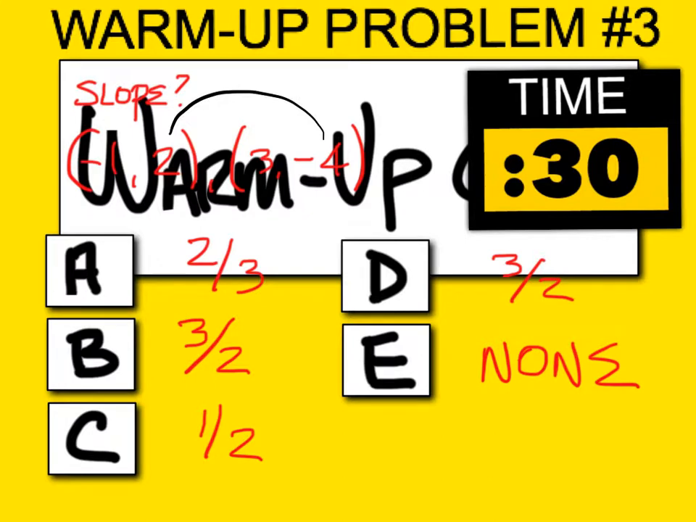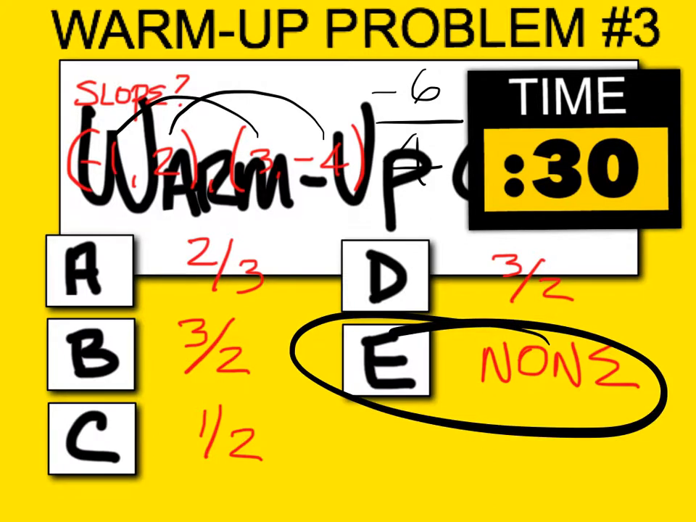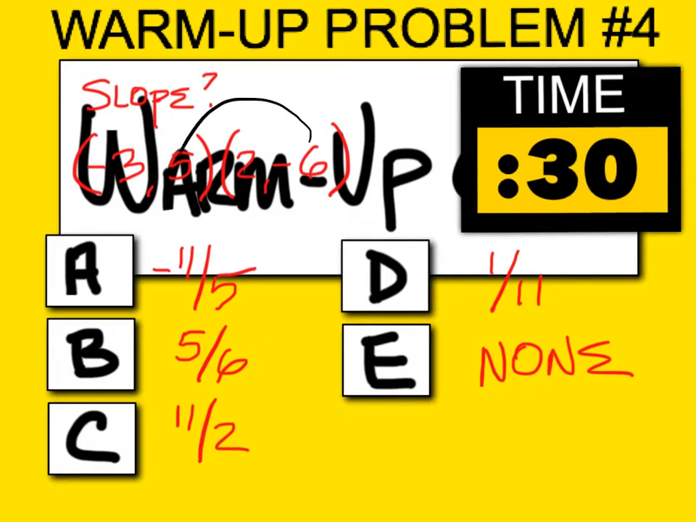Negative 4 minus 2 is a negative 6. 3 minus a negative 1 is 4. This is negative 6 over 4, which reduces to a negative 3 over 2, which you do not see on the screen. The answer is E. Negative 6 minus 5 is negative 11, and 2 minus a negative 3 is 5. Negative 11 over 5 is A.